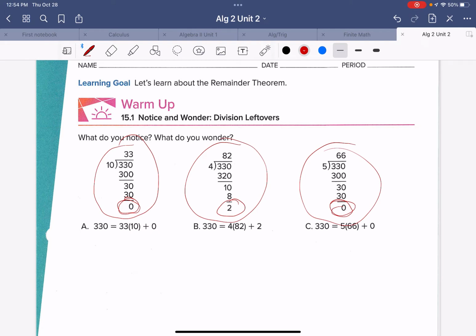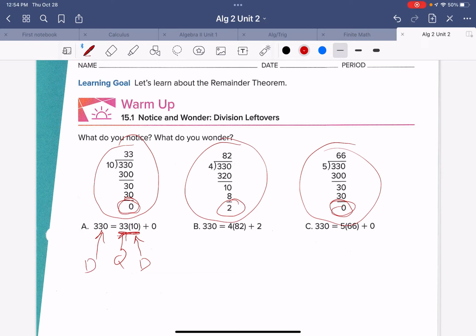When you have a remainder, that's an additional amount that's left over. So we notice that they wrote it that way. Well, there's nothing left over on this one, so 33 is the quotient. All right, the quotient, and the 10 is the divisor. And if you multiply those together, you get the dividend, right?